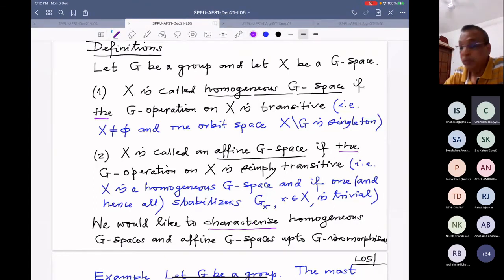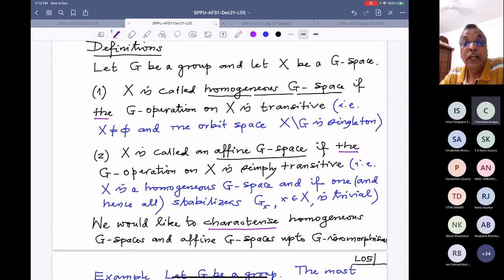Simply transitive means it is simple and transitive. And what does that mean? X is transitive means X is a homogeneous G space. And if one stabilizer is trivial, then all stabilizers are trivial. Then you call it an affine G space.